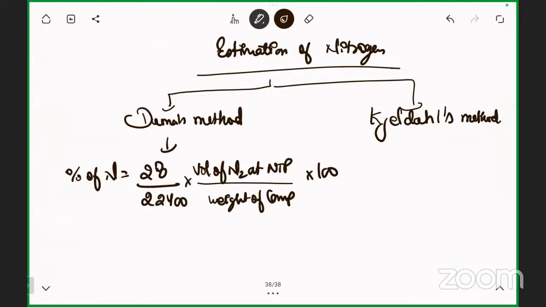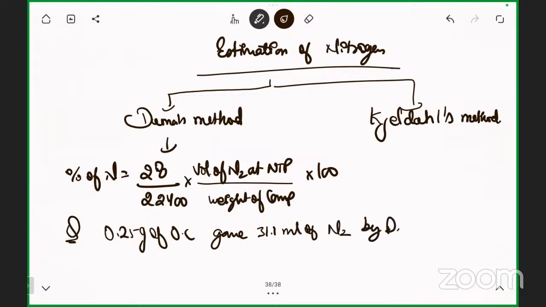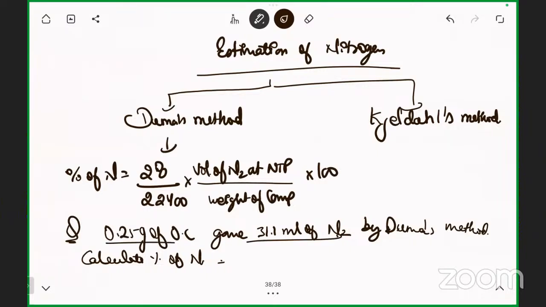Okay, so let's do one question of this method and one question of Kjeldahl method. Then we'll move on to the empirical and molecular formula, and the chapter will be done. Okay, so the first question I'm giving is: 0.25 gram of organic compound gave 31.1 ml of N2 by Dumas method. Okay, and the question is calculate the percentage of nitrogen. So just use this formula. Volume is given, weight is given, tell me the percentage. Fast.